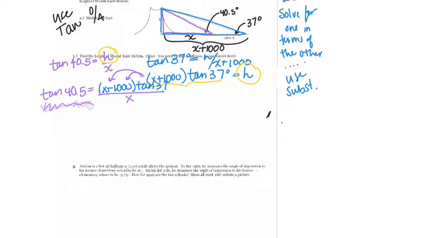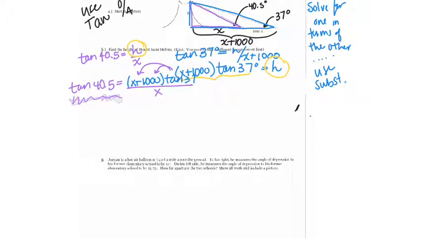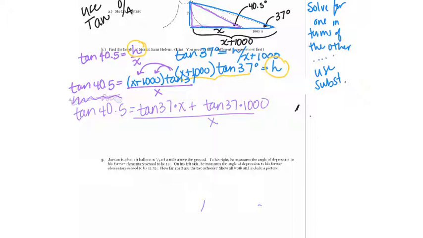All right, so the tangent of 40.5 equals tangent 37 times x plus tangent 37 times 1000. That's still all over x. Okay? So as I'm going along here, I think I pushed the wrong button when I wanted to erase.